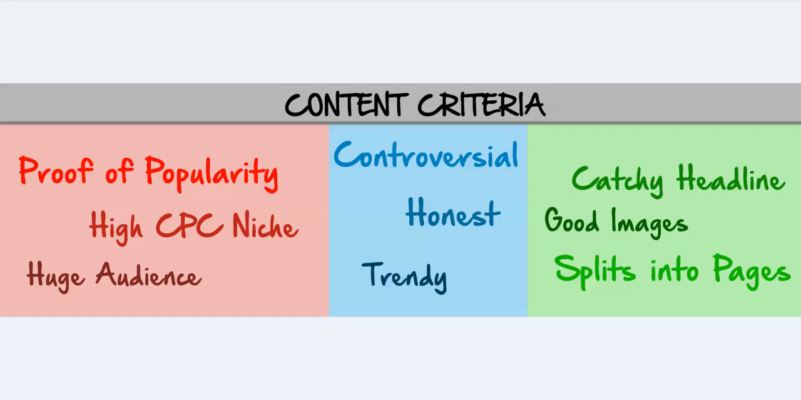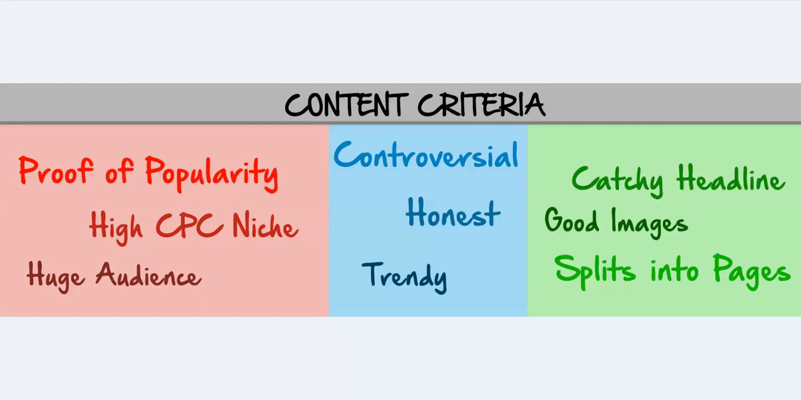So I've broken it down into three things. We have three colors here, red, blue and green. Now, let me break it down all for you. All right, here's how it starts. This is the first. It goes from left to right.